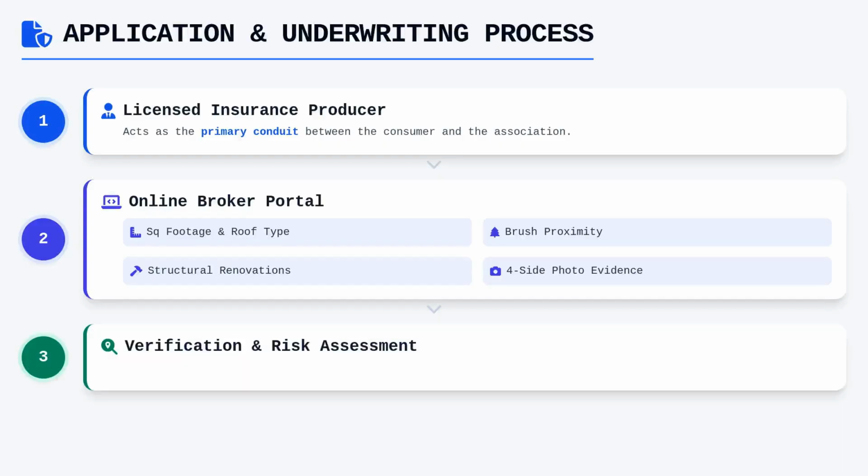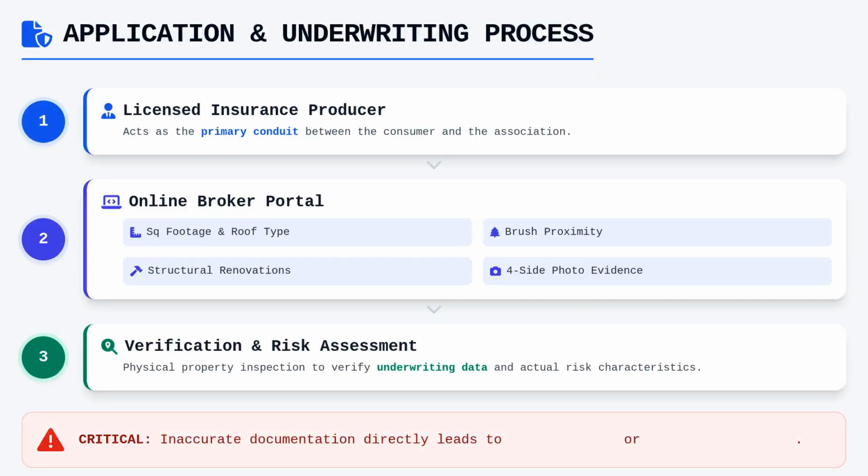Once the application is received, a physical property inspection is typically scheduled to verify the underwriting data and assess the actual risk characteristics. This formal process demands precise input from the producer, as inaccurate documentation directly delays policy issuance or results in coverage rejection.